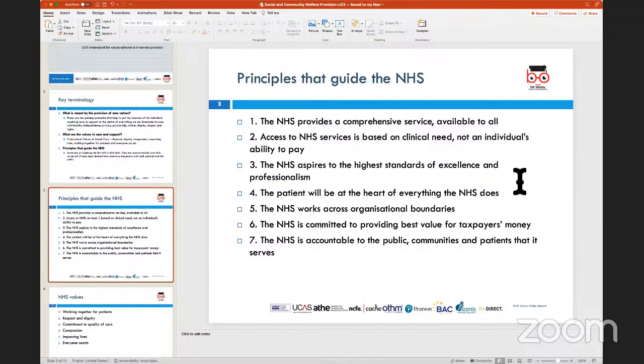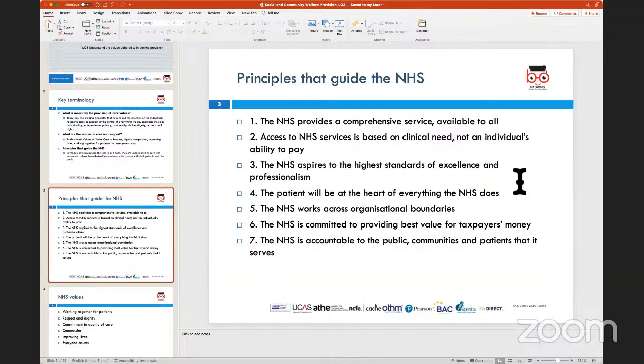Then the sixth one talks about being committed to providing the best value for taxpayers' money, because these services are free. The funding is done by the government, and it is normally done from taxpayers' money. One of the main principles of the NHS is that it needs to make the most effective, fair, and sustainable use of the resources it gets in terms of funding, because this is funded through the taxpayer in the country.